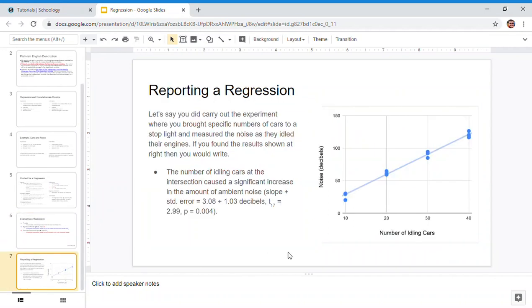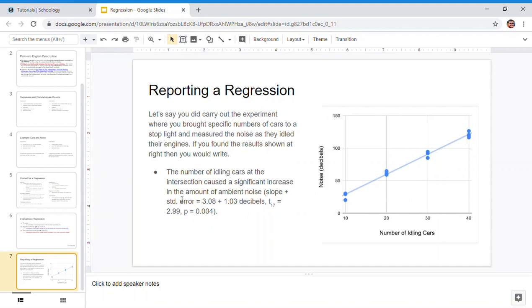So here's a little toy example I made with some toy car data. You can see as the number of cars increases, the sound increases by about 3 decibels per car. So the slope of this line is about 3. The intercept is going to go back down to probably around 0. And you can see that there's a little variation around the predictions at each point.